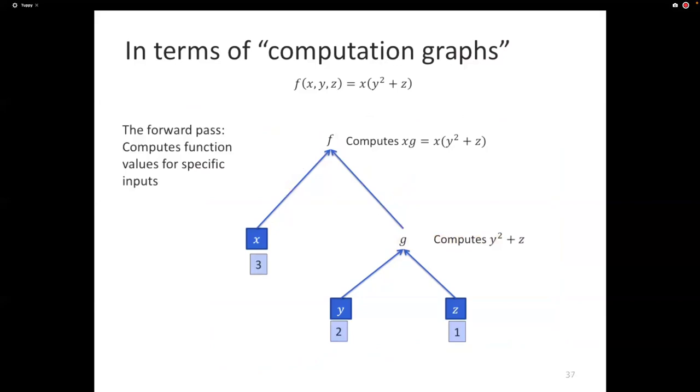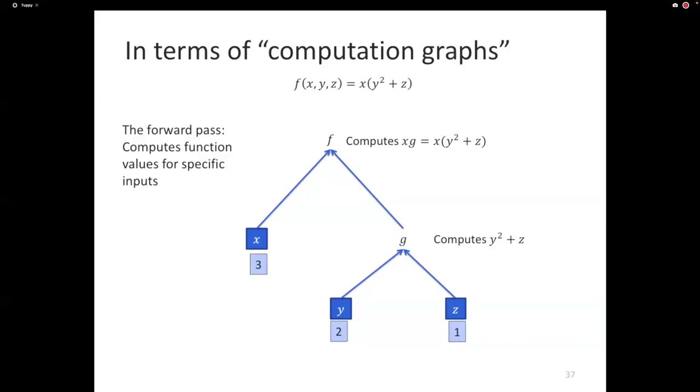A computation graph is another form of, it's actually a form of language defining neural networks. Every neural network corresponds to a computation graph. And I'll leave it as an exercise for you to think about why that's correct. But because that's true, I should be able to compute a forward pass. In particular, I should be able to compute a forward pass on this function.